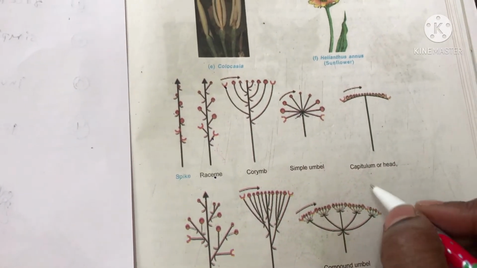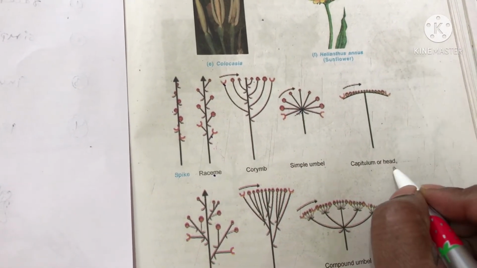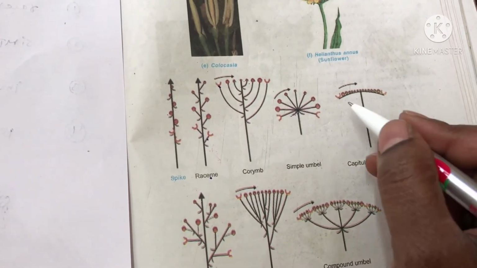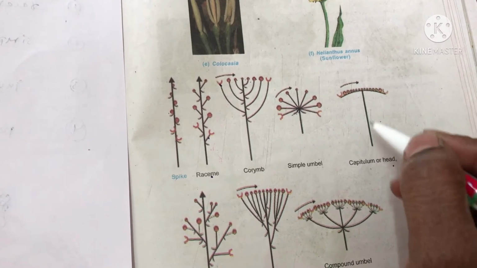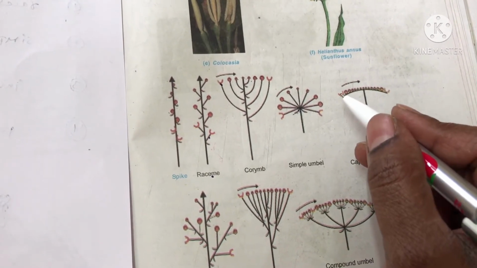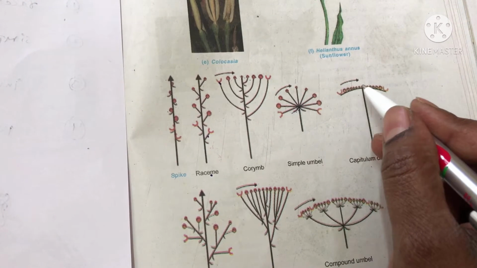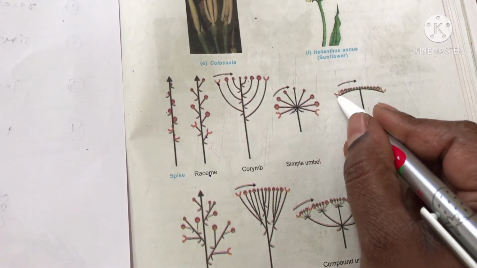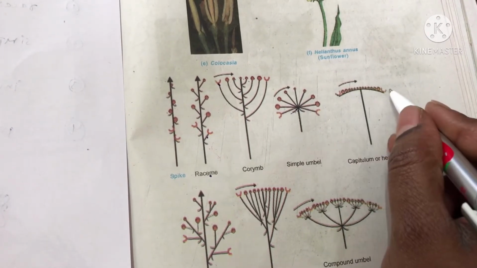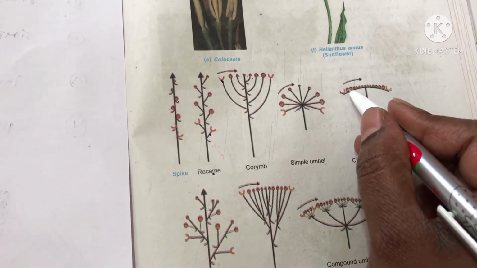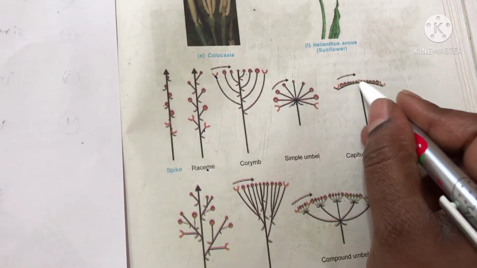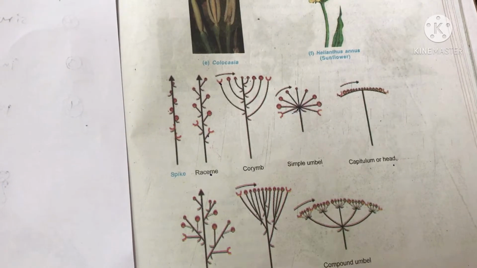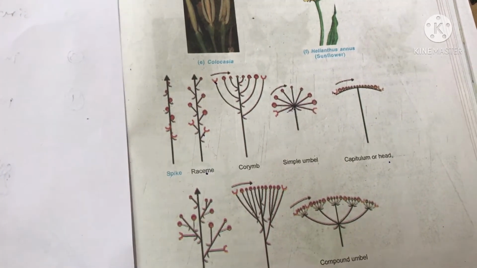Okay, then next, capitulum or head. Head inflorescence means sessile flowers occur on a long pedicel, and all these flowers are arranged in one layer. Here the peripheral flowers are developed first, and later the middle flowers are developed. This is about simple raceme.